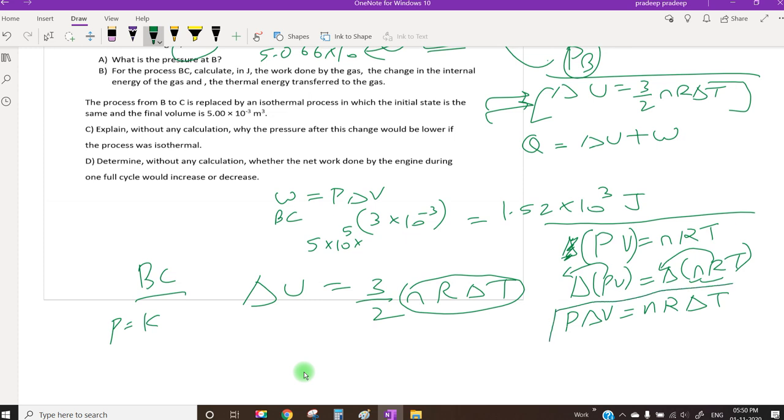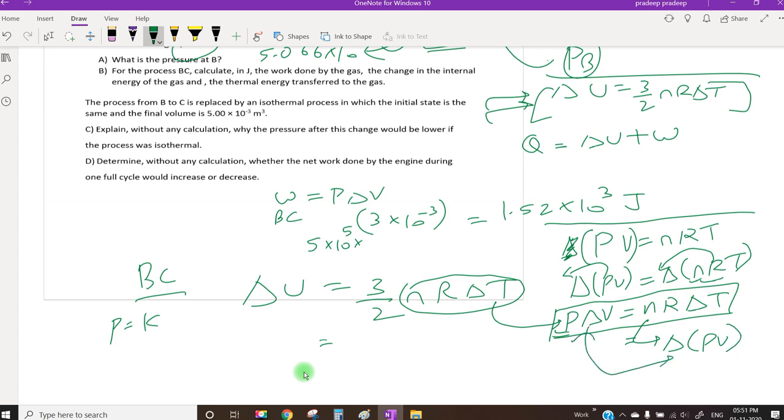Now this is an important concept. Please write this as a theory. This will be used in other questions as well. So wherever in thermodynamics you have nR delta T, you can replace that with P delta V, but the condition is the pressure needs to be constant, because if P is constant, only then the P comes out of the delta. Now for example, let's say P is not a constant. In that case, nR delta T will be this delta times PV. So there is a difference between the two.